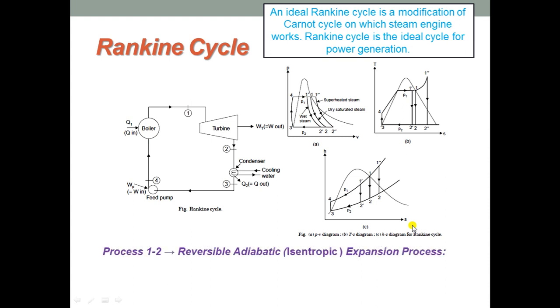The first process is named as reversible adiabatic expansion process, which can also be called as isentropic expansion process. During this process, the dry saturated vapor leaving the boiler enters the turbine at condition 1. You can observe in your PV diagram as well as TS HS diagram.